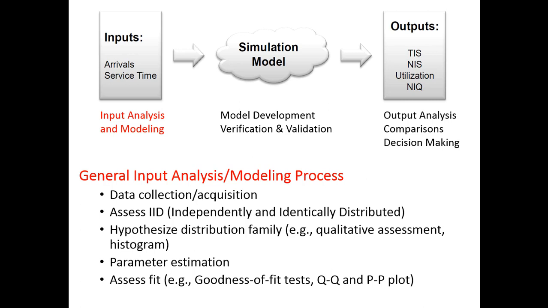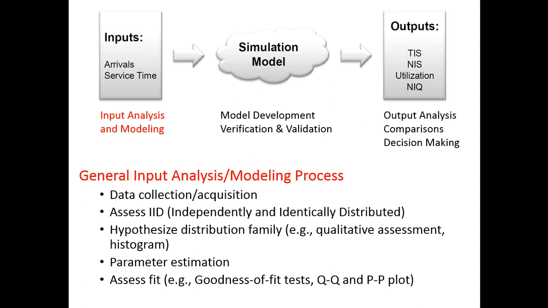We may also visually assess our data by looking at the histogram of the data. We know the histogram provides an approximation of the shape of the distribution that the data is coming from. Once we hypothesize appropriate distribution families, we need to estimate the parameters of these distributions. So for instance, if you hypothesize that the normal distribution is a good option, then you need to estimate the parameters of the normal distribution, which are the mean and the standard deviation.